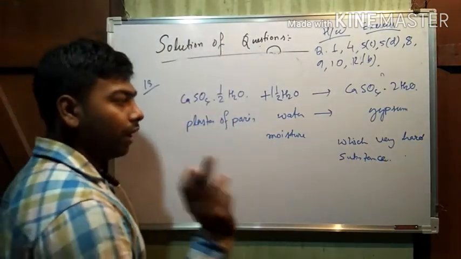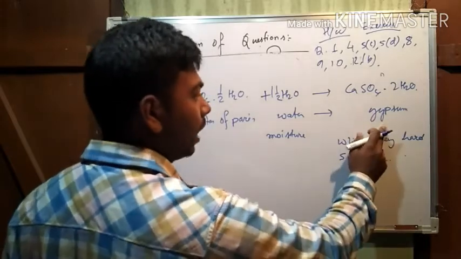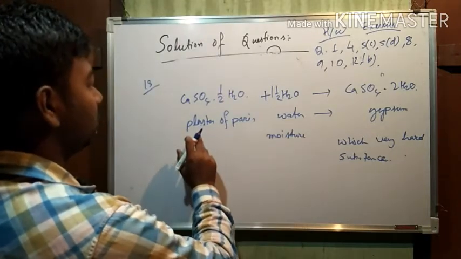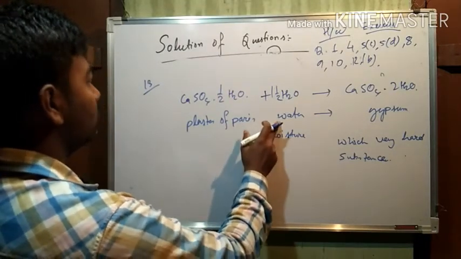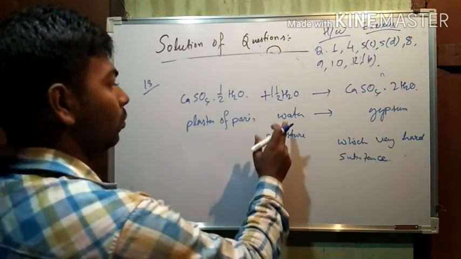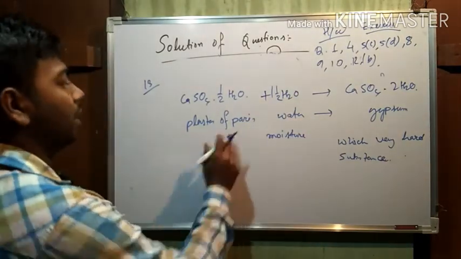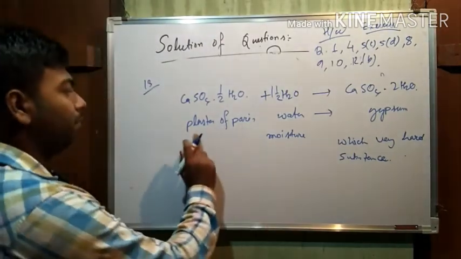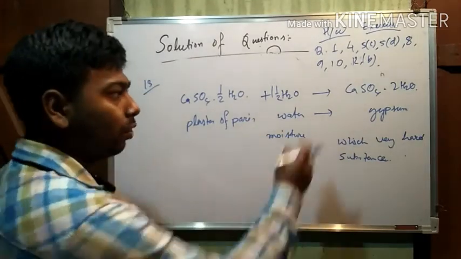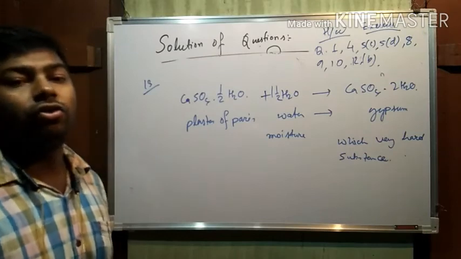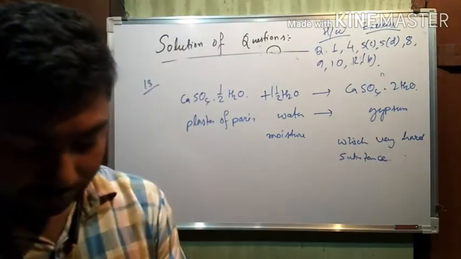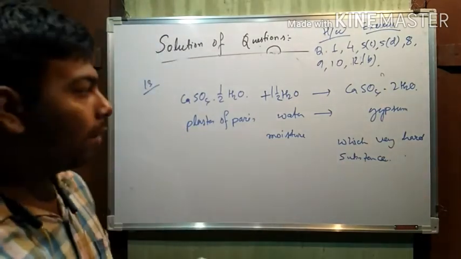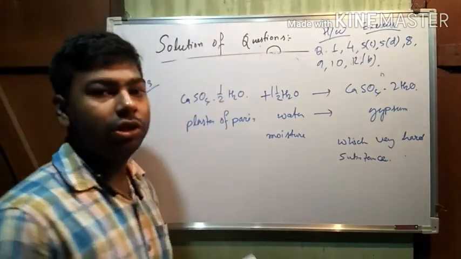To avoid the hard character of the gypsum, we cannot allow the plaster of Paris to react with moisture. Suppose if plaster of Paris reacts with water, then it produces gypsum, which is a very hard solid substance. That's why it is kept in a moisture proof container to avoid the formation of gypsum, which is very hard.